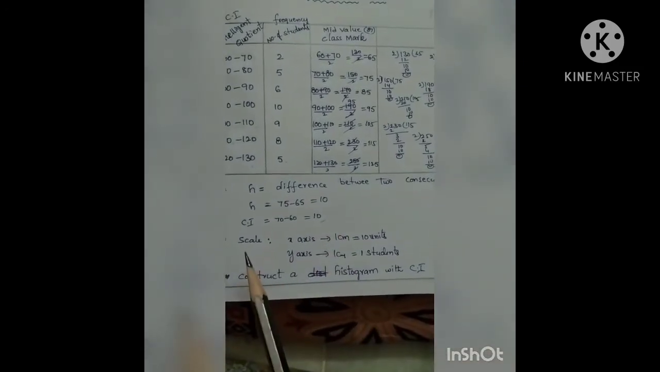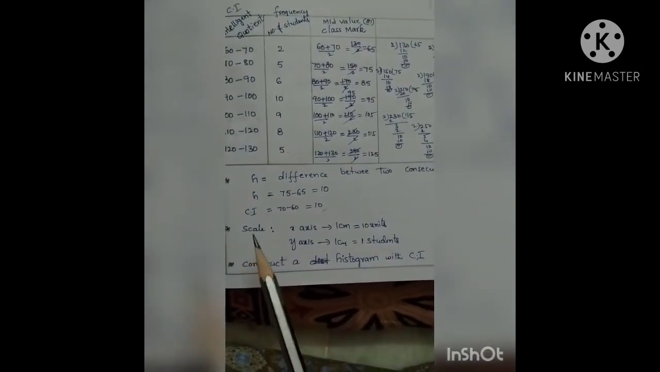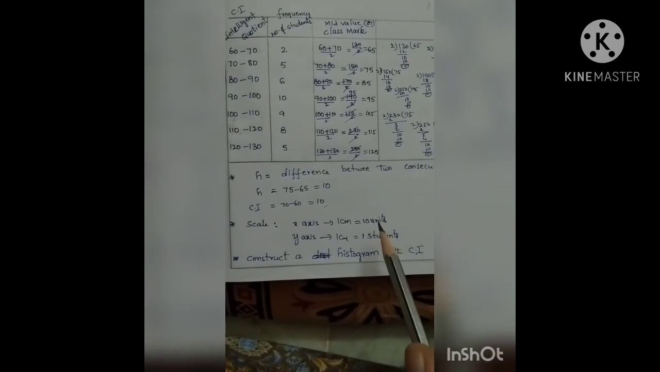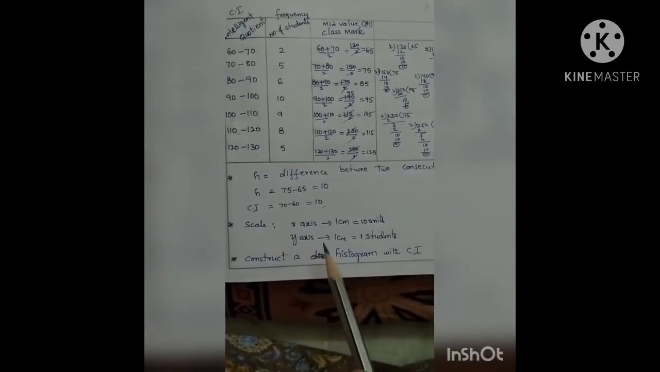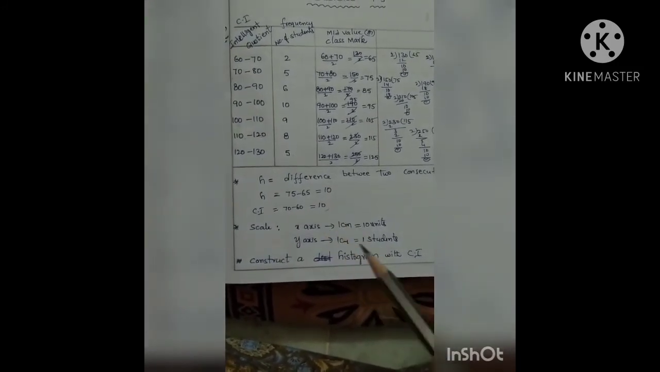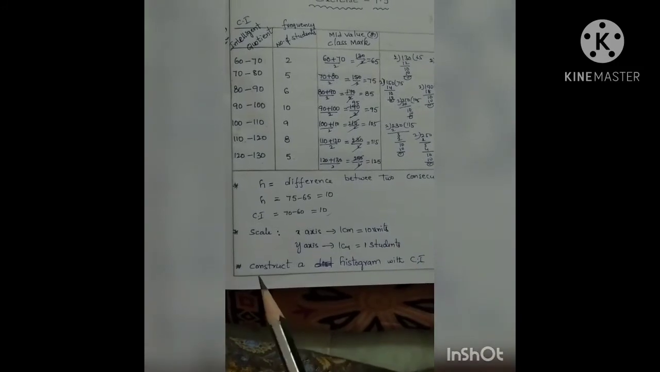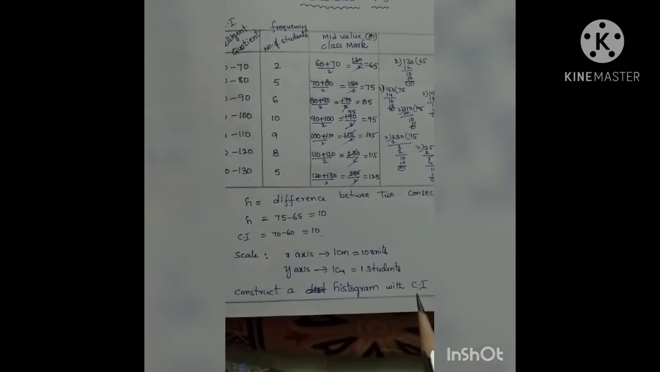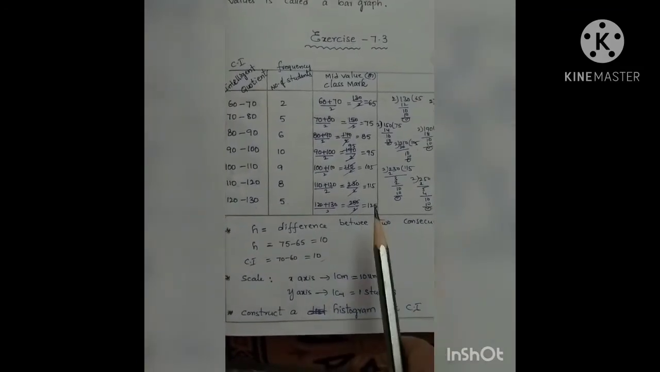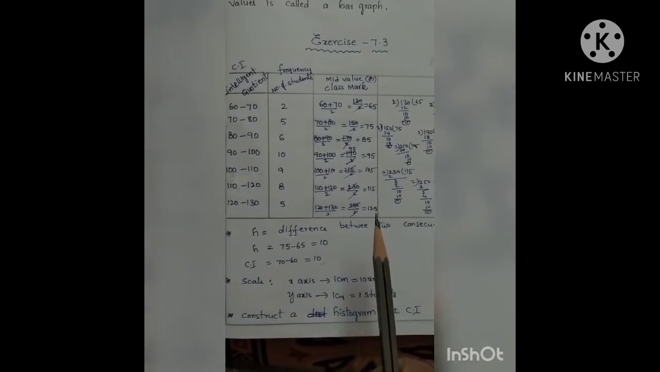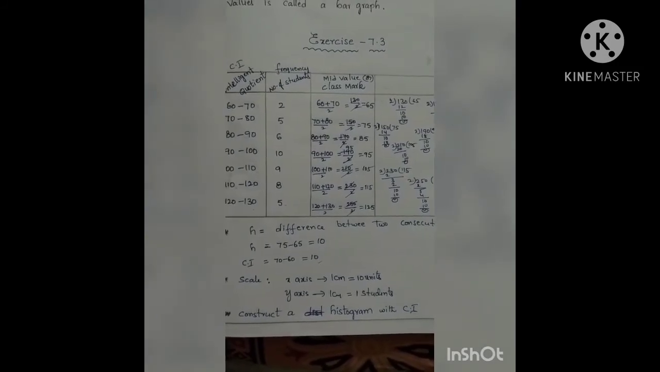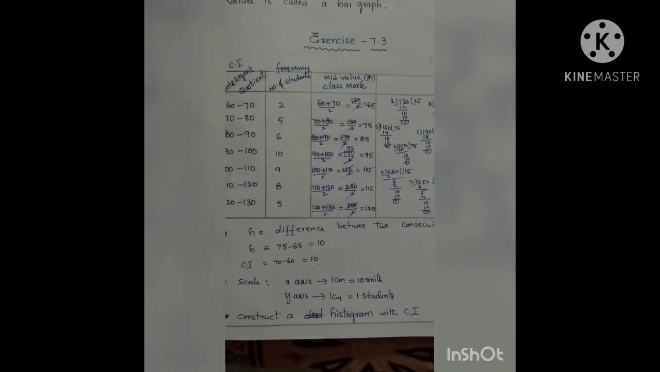Okay children. Next, you must write the scale of the graph on the right side. X-axis, 1 centimeter equal to the units we have to take, write that. And y-axis, 1 centimeter equal to, based on the frequency, write like that. Next, construct a histogram with the class intervals. Okay children, now start the graph. Did you understand, children? First write the table and find the values, and next draw the diagram.